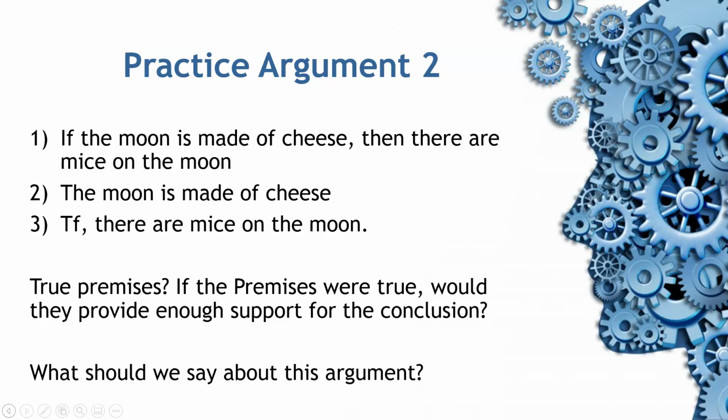If the premises were true, would they provide enough support for the conclusion? So if it were true that if the moon is made of cheese, then there are mice on the moon, and if it was true that the moon is made of cheese, would it make it more likely than not that there are mice on the moon? And the answer to this is yes. In fact, again, if these two premises were true, they would guarantee the truth of the conclusion. So if premise 1 is true, and we knew the if part of that statement was true, then the then part would follow. There would be mice on the moon.